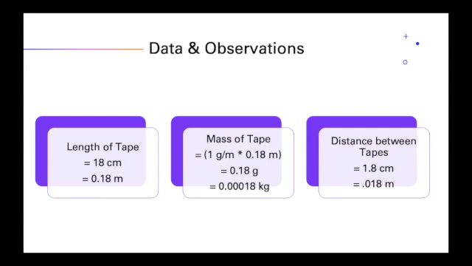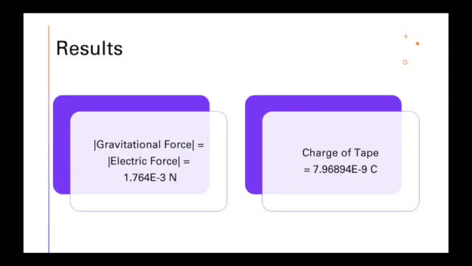I began the experiment by measuring out two equal lengths of tape. I then used these lengths to calculate the mass of the tapes. Then, when I conducted my experiment, I observed and recorded the distance at which the tapes began to repel each other, and the top tape started to float. I used these data, as well as the fundamental physical principles, to calculate the magnitude of the gravitational force, which is equal to the magnitude of the electric force. I then used this calculation to find the charge of the tape necessary to make the top tape float.